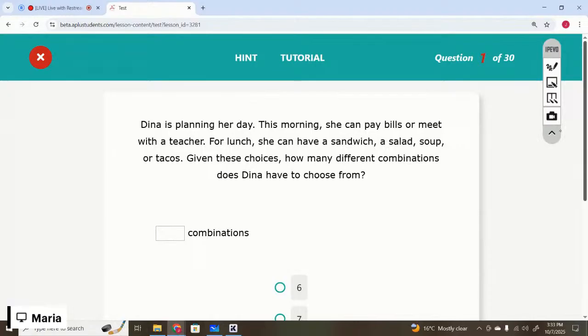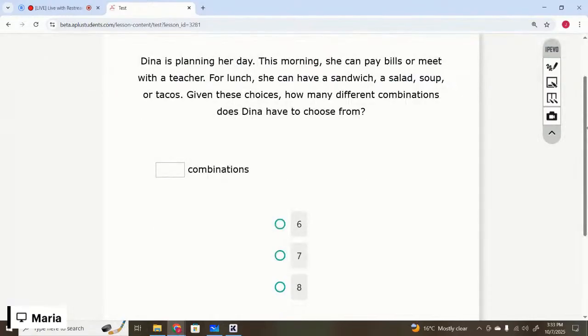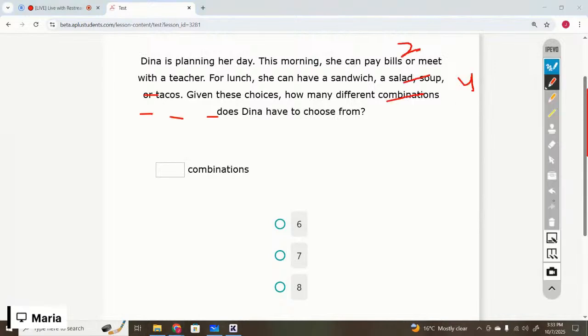That's the one we just did in the tutorial. So, sorry, this is combinations. I just forgot.